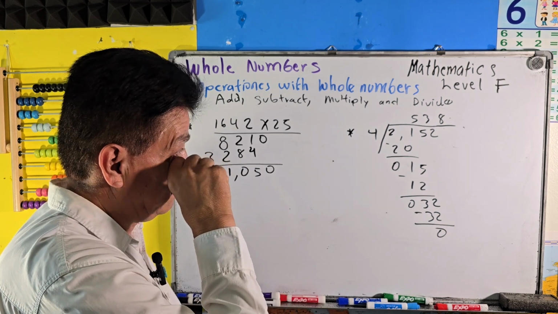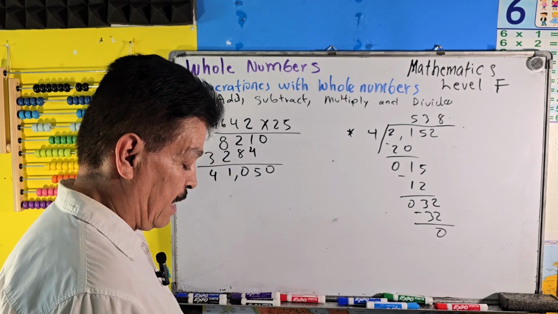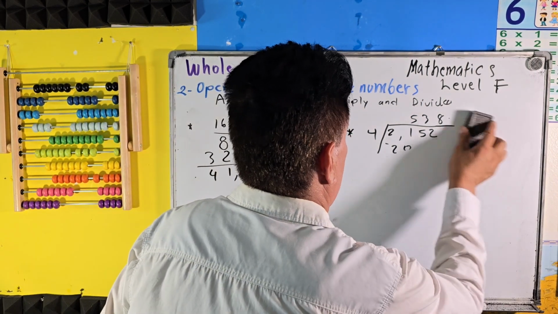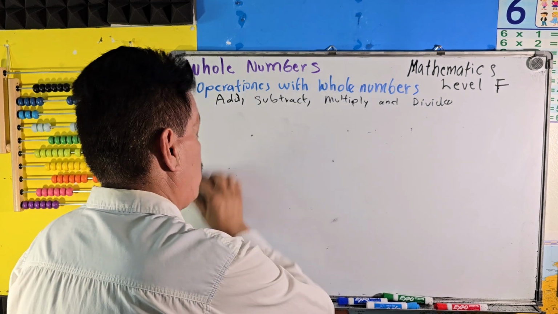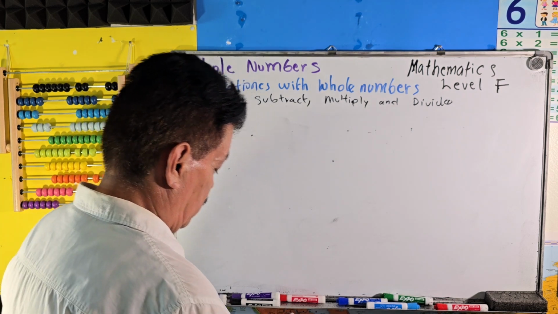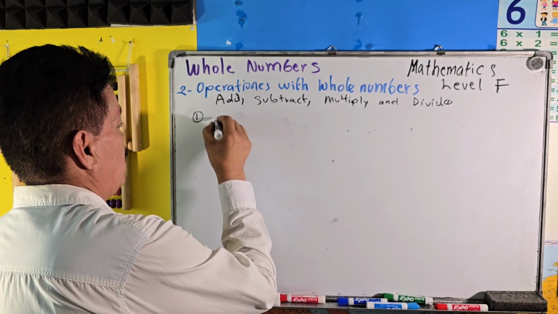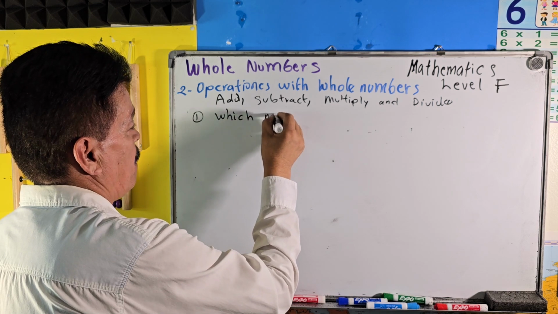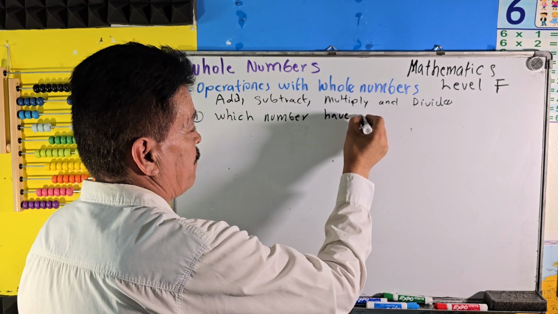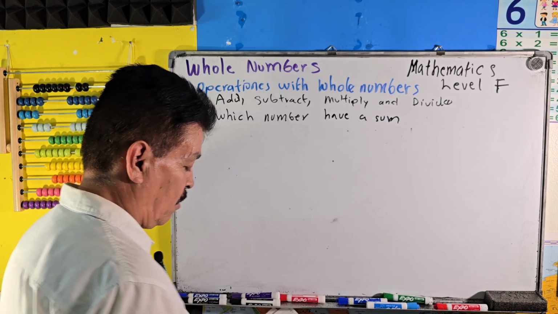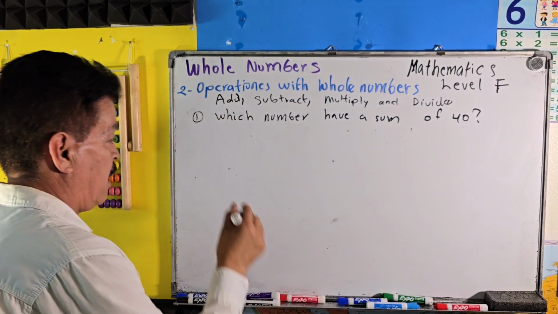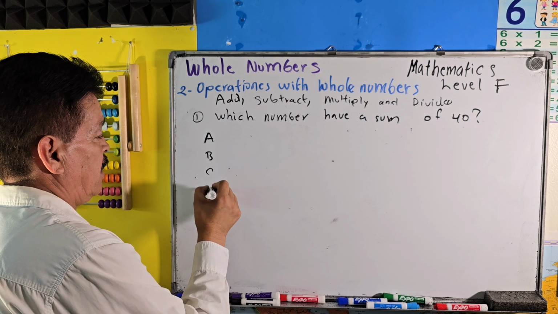So let me give you some examples of how to apply this in the test. So in your problems, when you work on this kind of problem, you have a question like this. Which number, it's a question, which number have a sum of 40? And then we have A, B, C, and D answers.